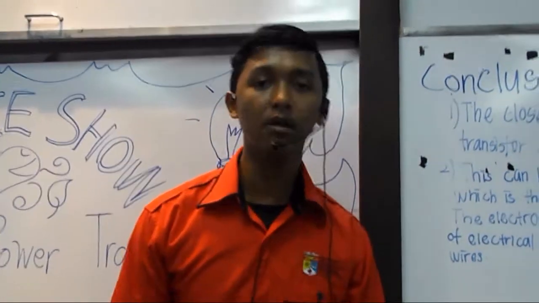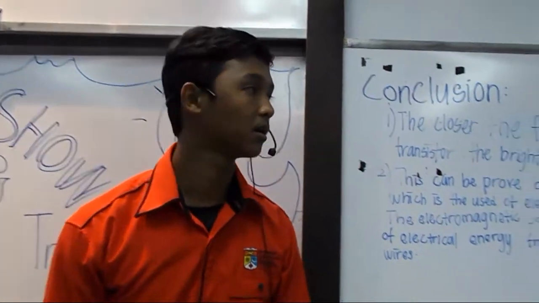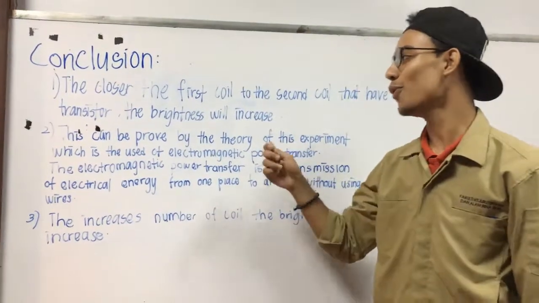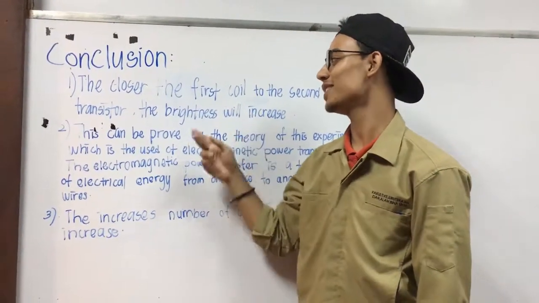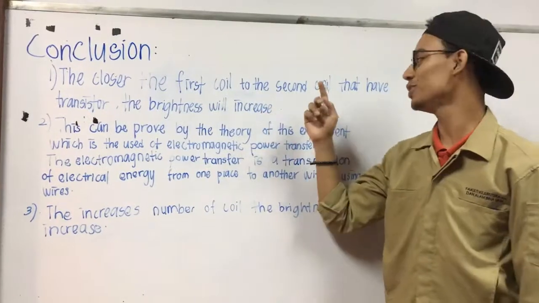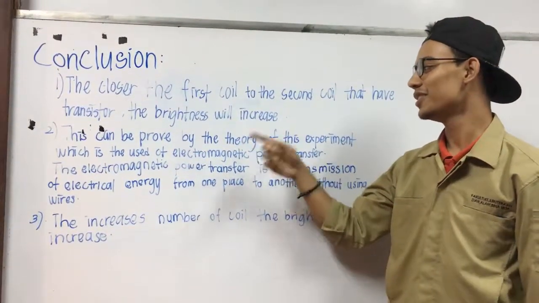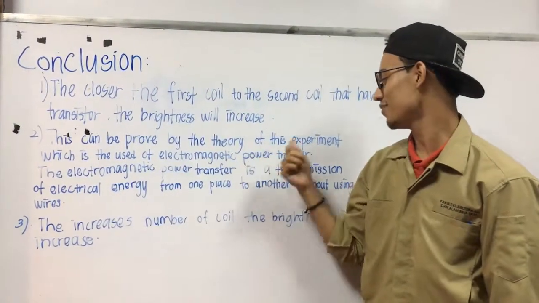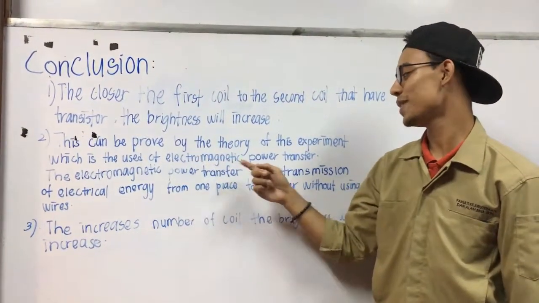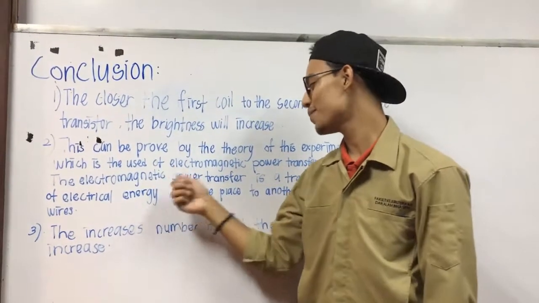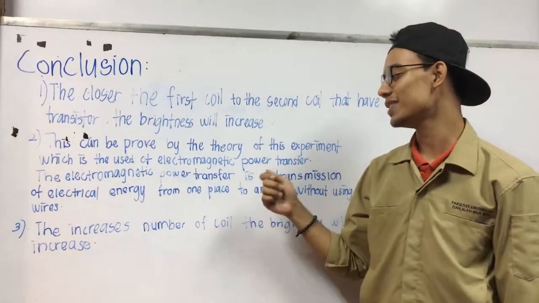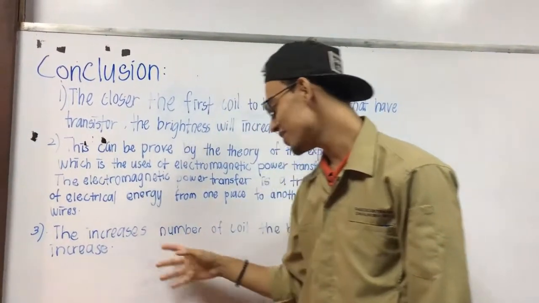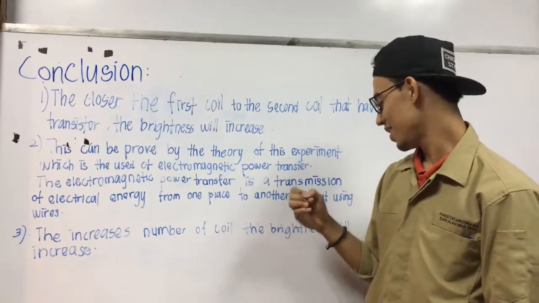Now, we have Ishamuddin to conclude the experiment. Okay, thank you. Now I will conclude the whole experiment. The first conclusion is, the closer the first coil to the second coil that has the transistor, the brightness will increase. And the second one is, this can be proved by the theory of this experiment, which is the use of electromagnetic power transfer. The electromagnetic power transfer is the transmission of electrical energy from one place to another without using wires. And the third one is, the more the number of coil turns increases, the brightness will increase.